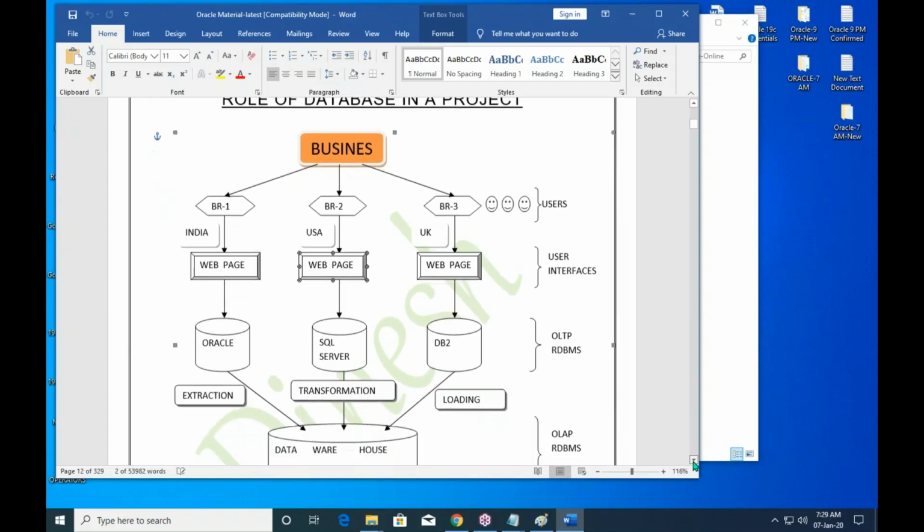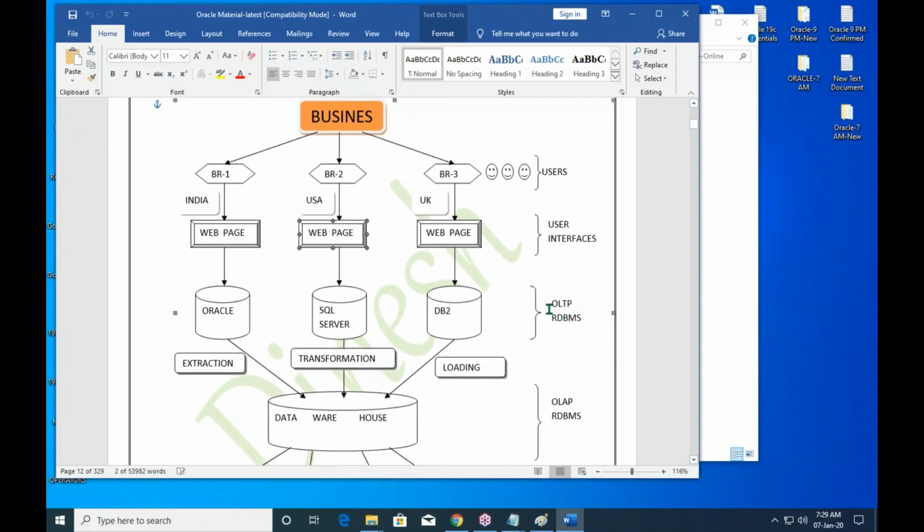What are they? One is the OLTP database. Another one is the OLAP database. So now let me explain what OLTP and OLAP are.